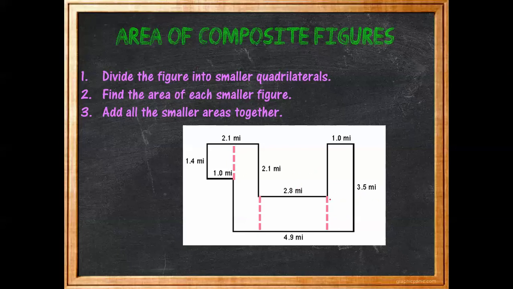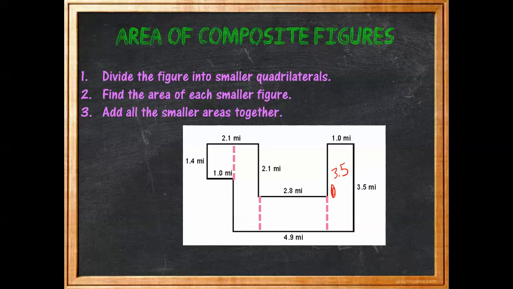So like here, we divided this one off because for this first one, we already have this side and this side given. So we know that 3.5 times 1 is just 3.5. So the area for this one, this big figure right here, is 3.5.